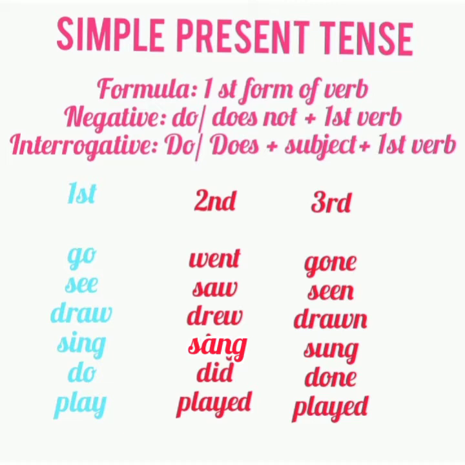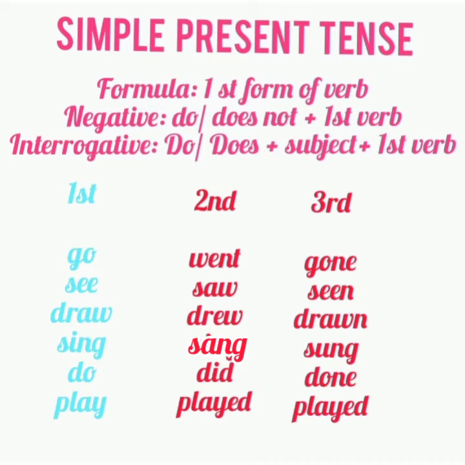We should also remember that there are three forms of verbs: first form of verb, second form of verb, and third form of the verb. Let us see a few examples on the first, second, and third form of verbs. The first one is go. The second form of go is went, and the third form of go is gone. Go, went, gone. See, saw, seen. Draw, drew, drawn. Sing, sang, sung. Do, did, done. Play, played, played.